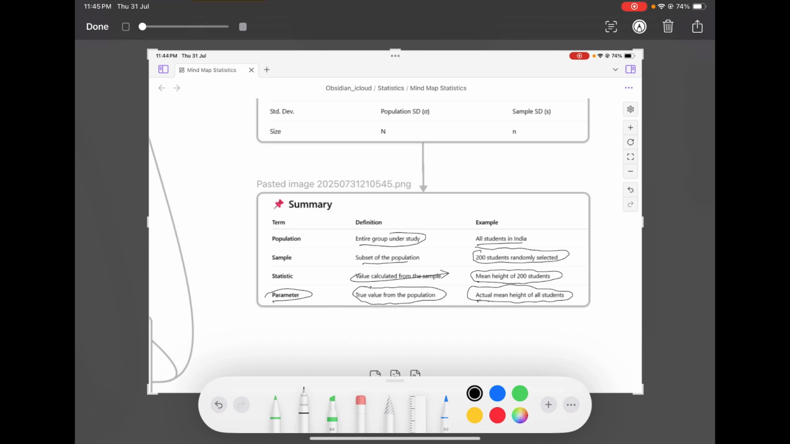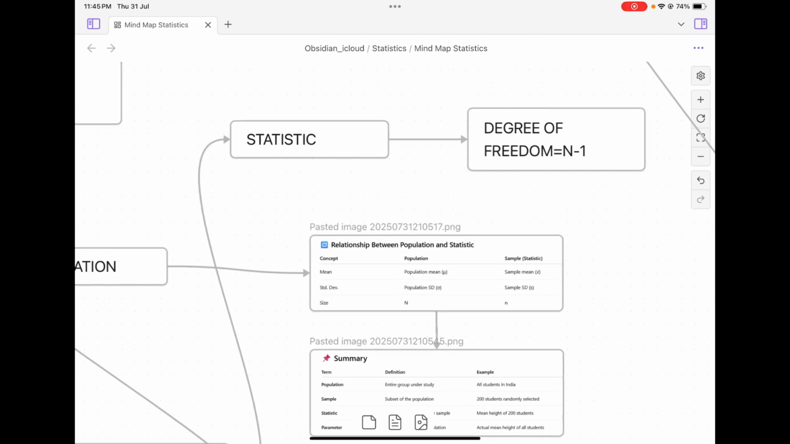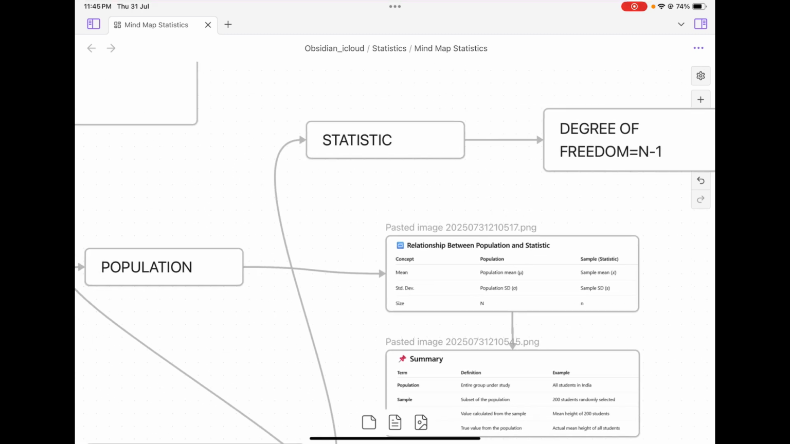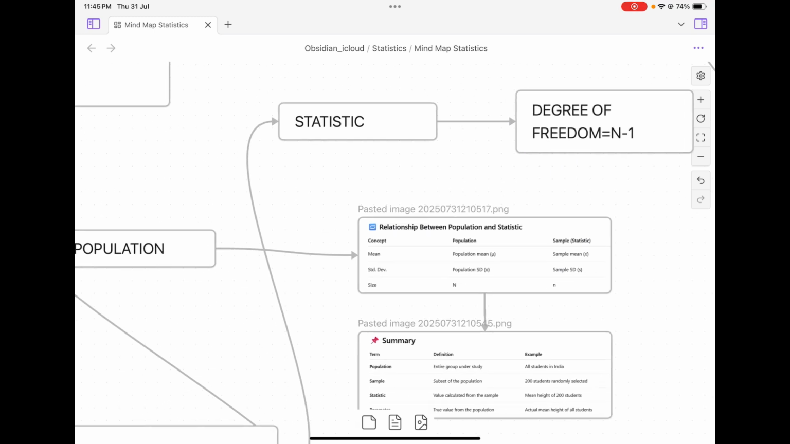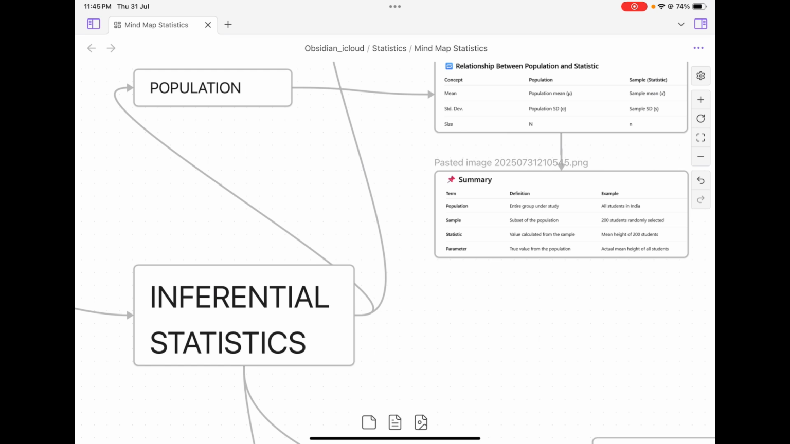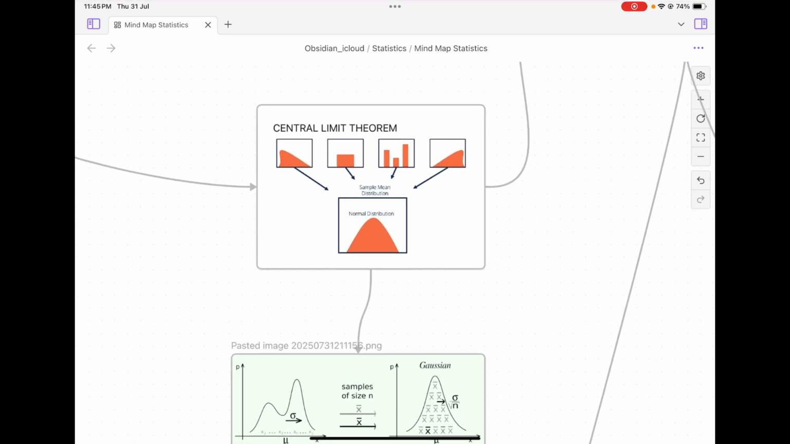Okay, statistic is the value you are calculating from the sample, and parameter is the actual value of the population. Right, so this is the difference between population and statistic, and we will see the concept of degree of freedom when we do some hypothesis test. So in the next lecture, we will learn about the central limit theorem.